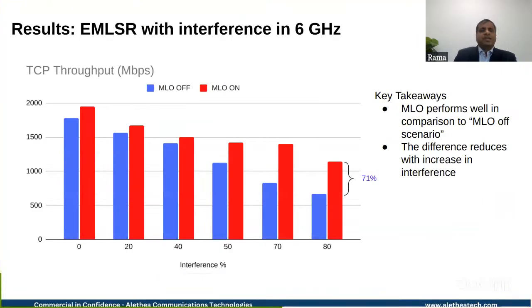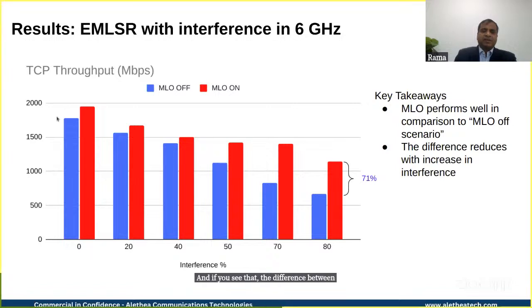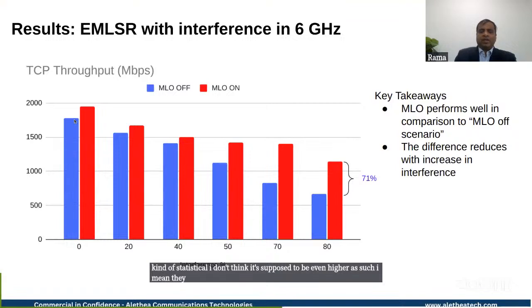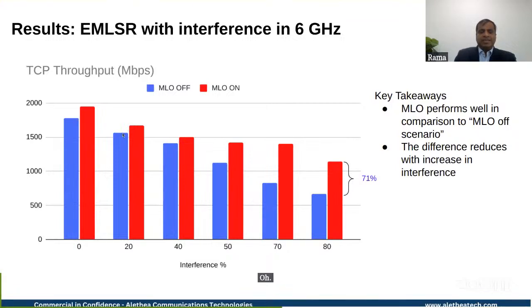So this is the EMLSR result that we got for the TCP throughput. And if you see that, the difference between the MLO off and MLO on case initially was very low. And this, I would say, is kind of statistical. I don't think it's supposed to be even higher as such. I mean, they should have been equal. As the congestion increases, the MLO on case clearly performs better.